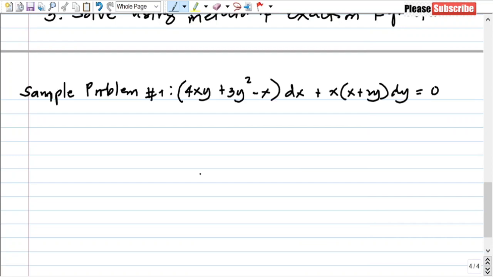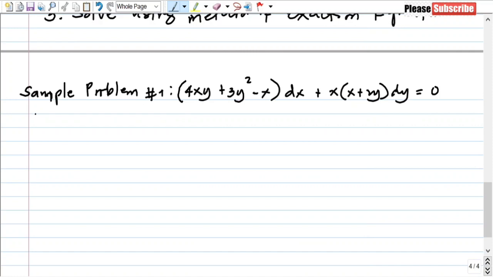Okay, so tingnan natin itong solution ng problem na to. So we have here the quantity of 4xy plus 3y squared minus x dx plus x times the quantity x plus 2y dy is equal to 0. So, the first thing we have to do is test natin ito kung exact sila. So, mag-undergo tayo ng test for exactness.